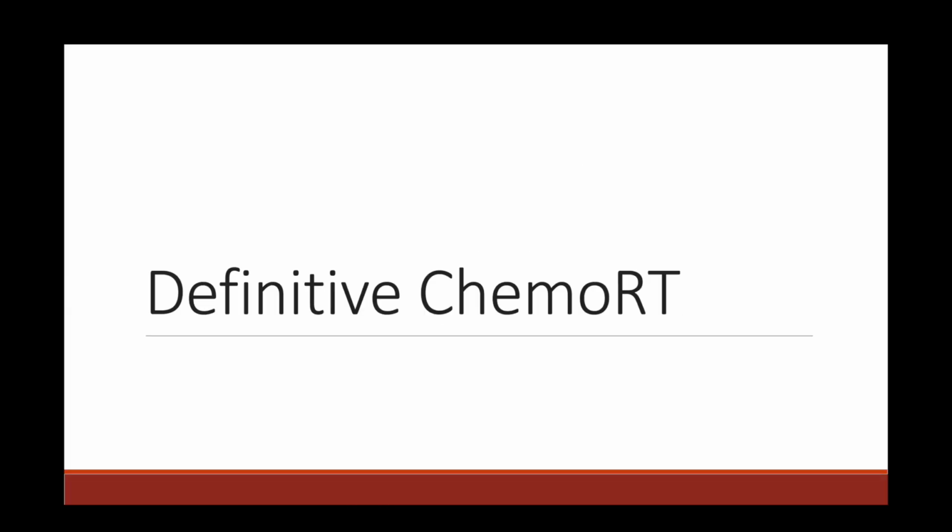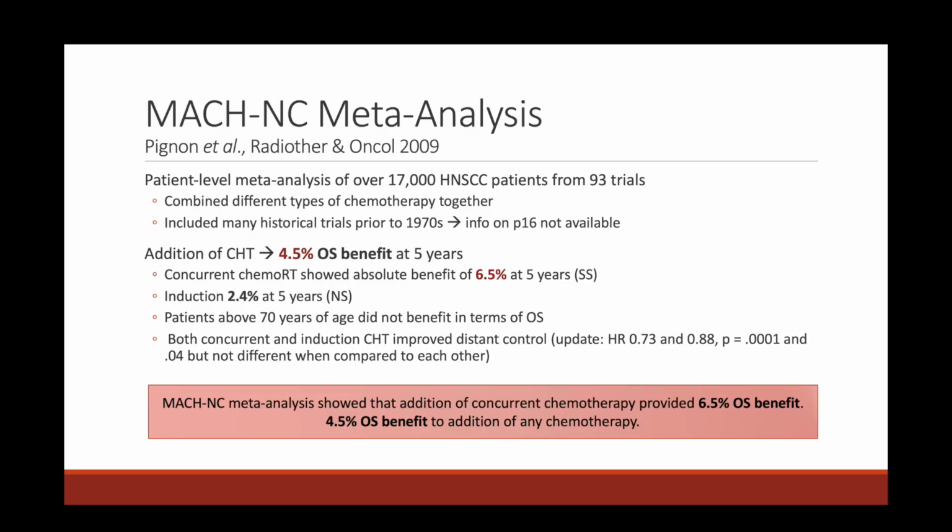I'll try to be quicker with the evidence here, and we'll start by talking about definitive chemoradiation. There's the MACH-NC meta-analysis that was published in 2009, and it was a high-level meta-analysis of over 17,000 head and neck cancer patients treated across more than 90 different trials. So they combined many different types of chemotherapy together. They included many different historical trials prior to the 70s, and so p16 status was not available. But the important takeaway from this meta-analysis is that the addition of chemotherapy provided a 4.5% overall survival benefit at 5 years.